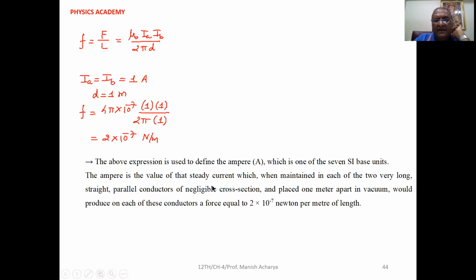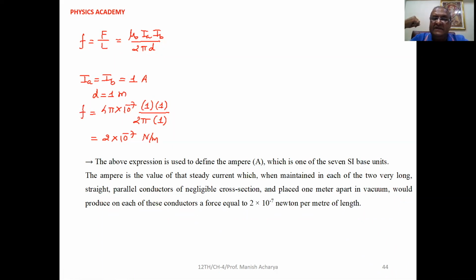Now from this calculation, the definition of 1 ampere current is given like this. Now see here, the ampere is the value of that steady current, which when maintained in each of the two very long straight parallel conductors of negligible cross section and placed 1 meter apart in vacuum, would produce on each of these conductors a force equal to 2 into 10 raised to minus 7 Newton per meter of length. Then that is 1 ampere current.